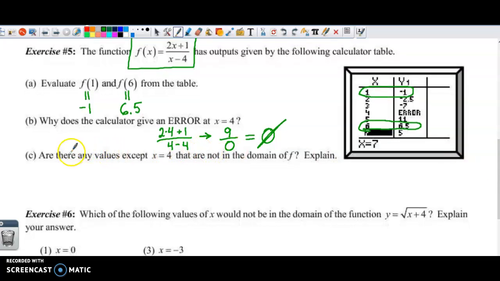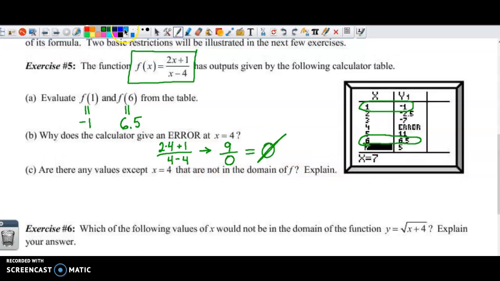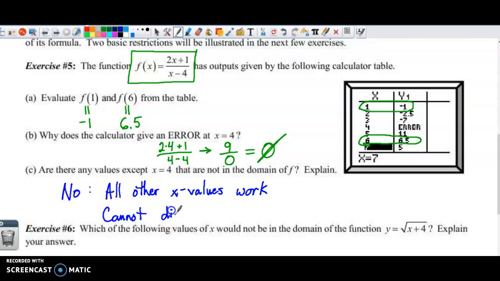And then the last thing, are there any other values except for x equals 4 that are not in the domain? And that answer is simply no, all other values work. Because the only limitation that we have right now is we cannot divide by 0. I'll write that down. We cannot divide by 0.